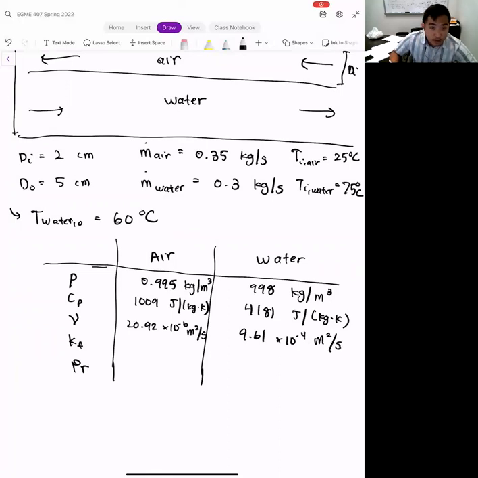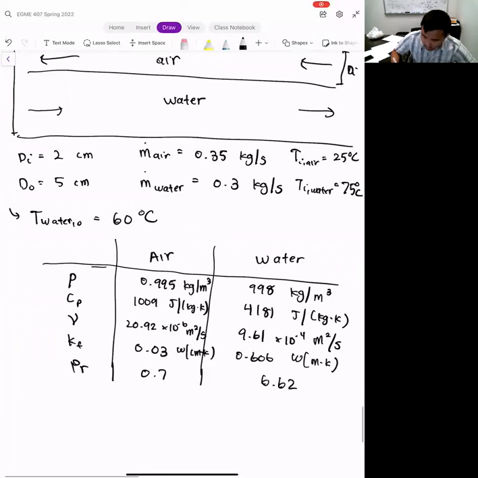Thermal conductivity for the air is going to be 0.03 watts per meter K, and for the water, it's going to be 0.606 watts per meter K. Reynolds number for the air is going to be 0.7, for the water is going to be 6.62.